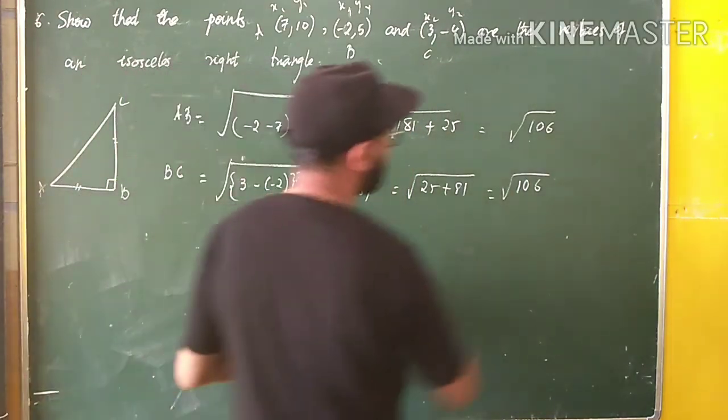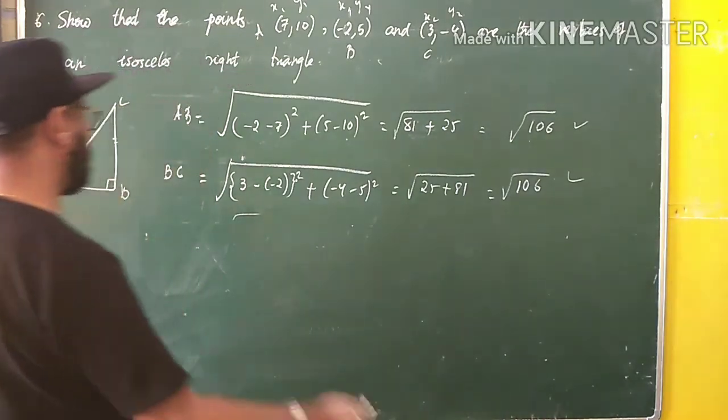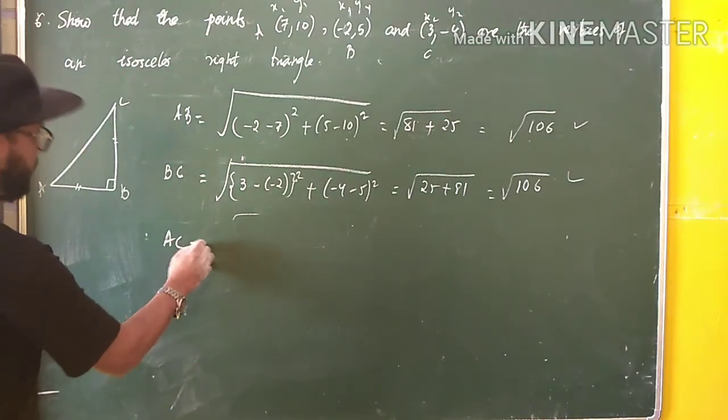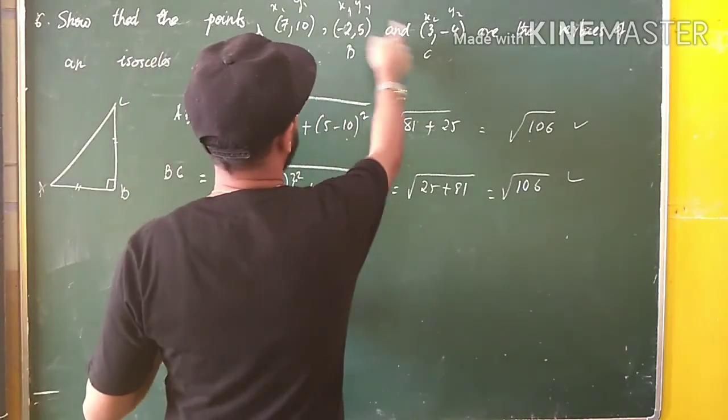Now, two sides are equal, so yes, it is an isosceles triangle. Then if you want, you can find AC also. If all the sides are equal, then it is an equilateral triangle. Okay. Now A and C.